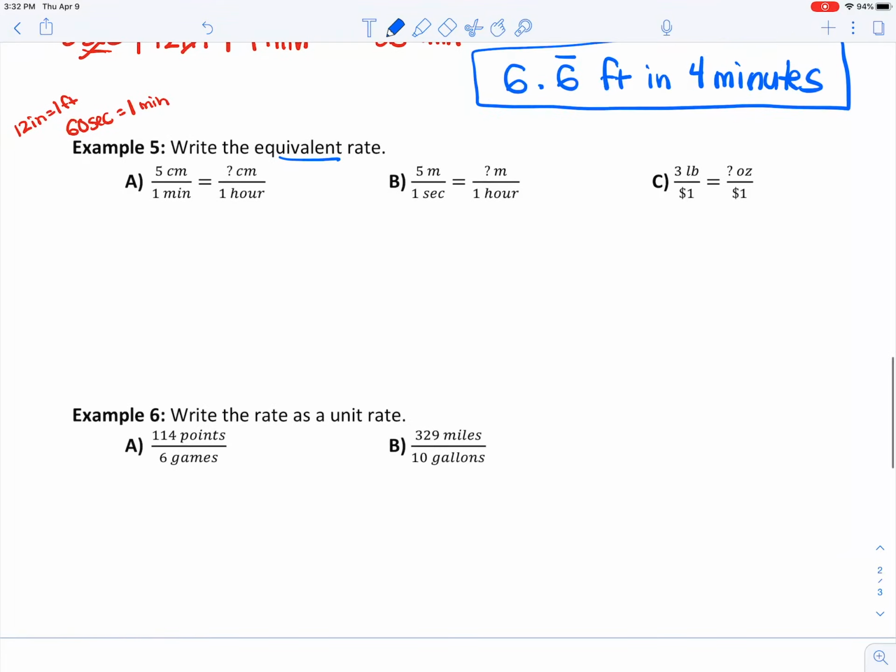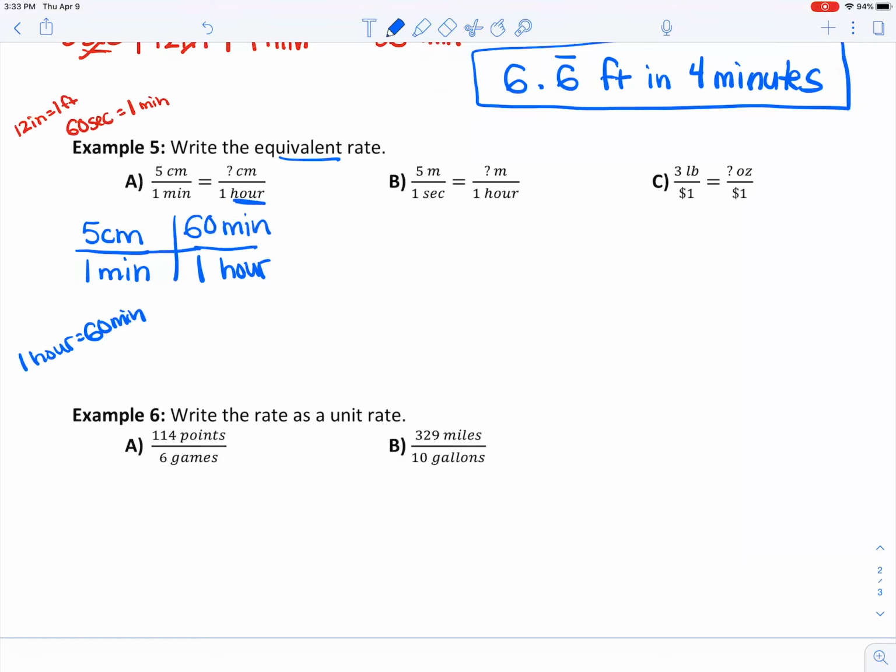So I'm going to write up my conversion table just like I did in the previous problem. I'm going to start with my 5 centimeters in 1 minute. Now I know that because my original problem there, I want it to be an hour on the bottom. I do know that 1 hour is equal to 60 minutes, okay? So I would put 1 hour on the bottom and 60 minutes on top.